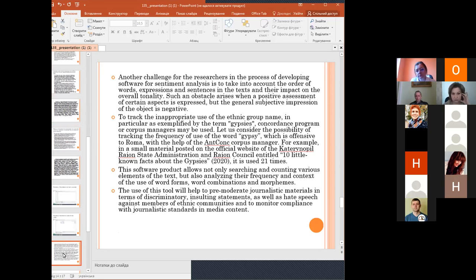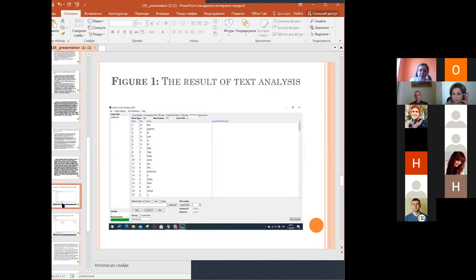To track the inappropriate use of the ethnic group name, in particular the term gypsies, concordance programs or corpus managers may be used. We have studied the frequency of the use of the word gypsy, which is offensive to Roma, with the help of the conc corpus manager. We took a small article entitled 10 Little Known Facts About the Gypsies, and with the help of this tool, we found out that the word gypsy was used 21 times.